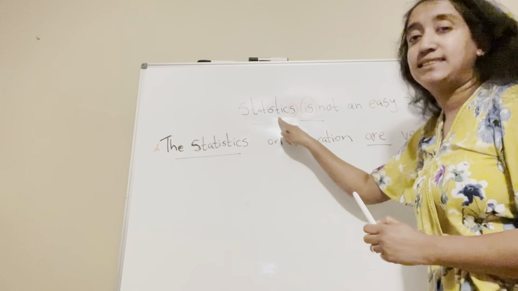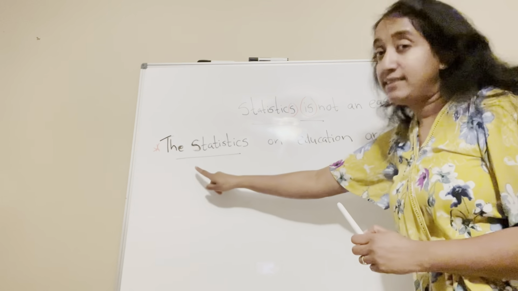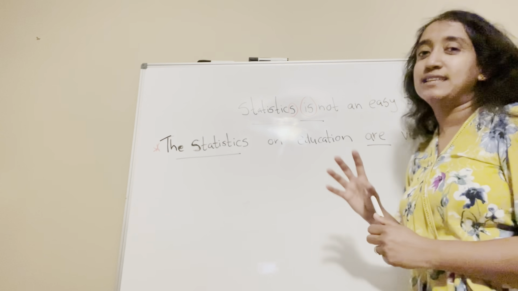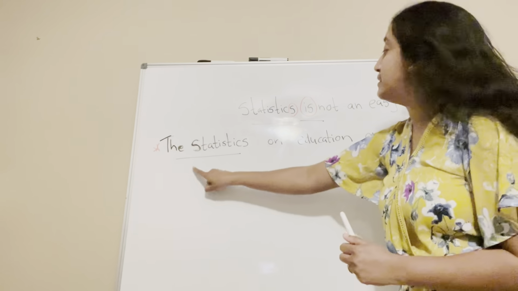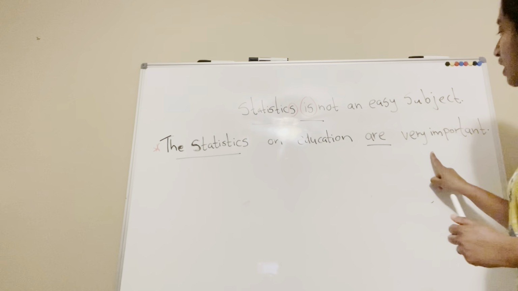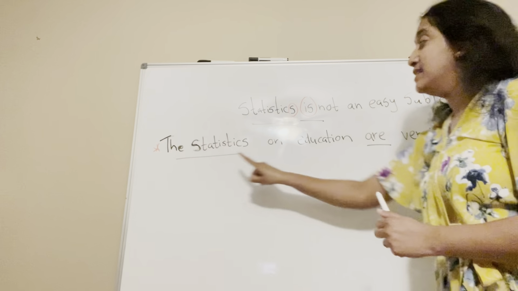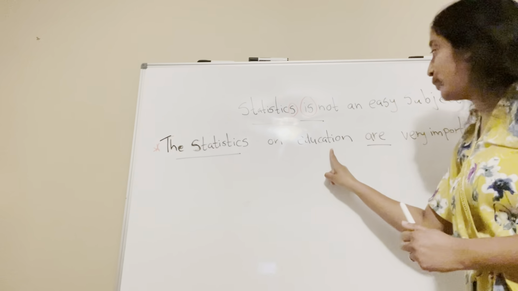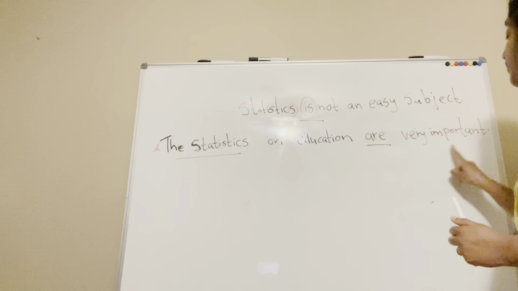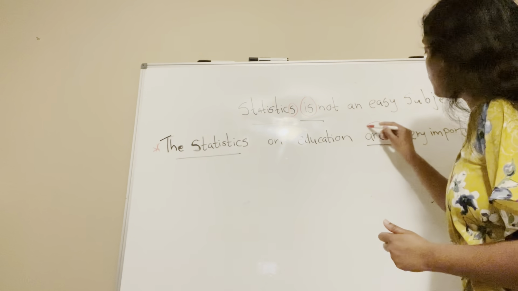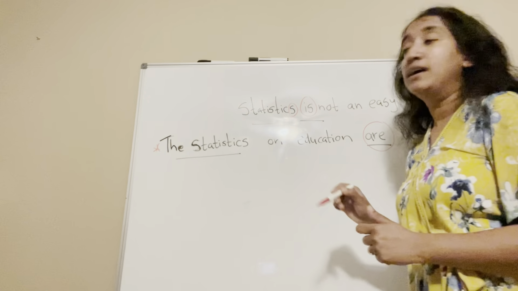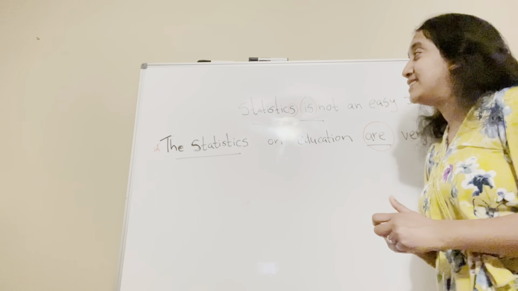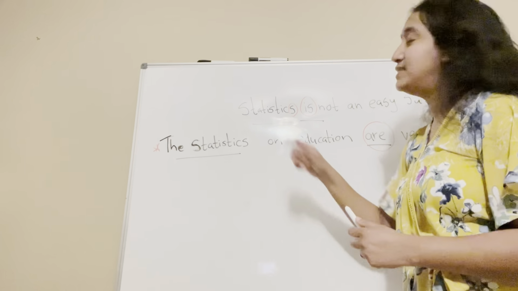Actually, here statistics is a subject, and in this sentence, statistics is not the subject. It is something we consider. The statistics on education are very important. Statistics on what? Education. Statistics on education are very important. Here we use the plural verb are with the word statistics. So it is another exception of the word statistics.